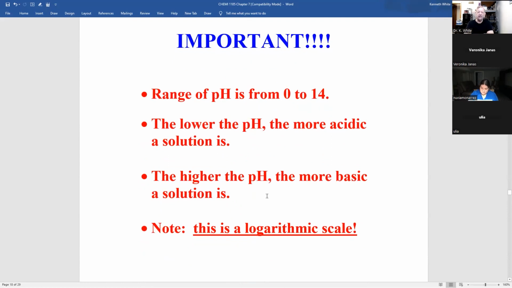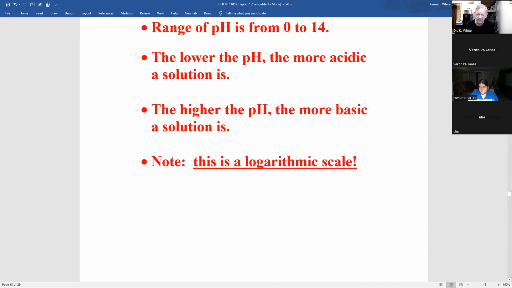Now, pH goes from 0 to 14. The lower the pH, the more acidic a solution is. The higher the pH, the more basic it is. Now, I won't ask you this, but this is a logarithmic scale. pH 5 and pH 6, we say, oh, that differs by one number. No, in logarithms, it's a power of 10 difference each number. And the pH is a power of 10 difference in acidity or basicity.